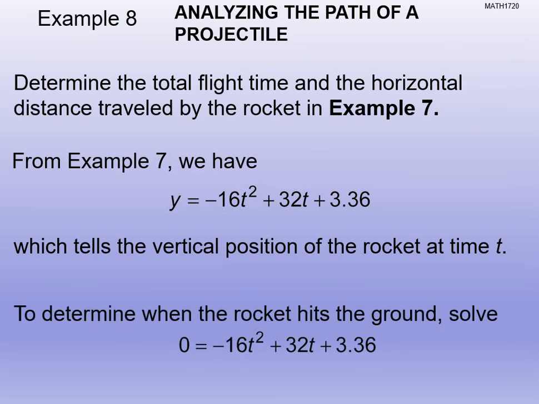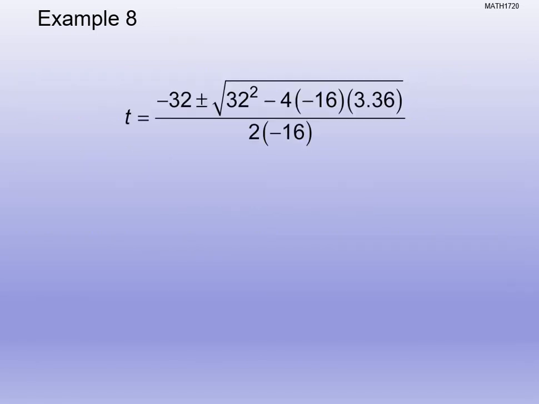What we have to do, and this is just going back to basic algebra, is determine when it hits the ground. So we're going to solve it for when its vertical height is 0. You guys did all of this in algebra. We're going to set 0 equal to negative 16t squared plus 32t plus 3.36. Definitely not something very easy to solve as far as factoring. Just use the quadratic formula, and that'll give you what you're looking for.